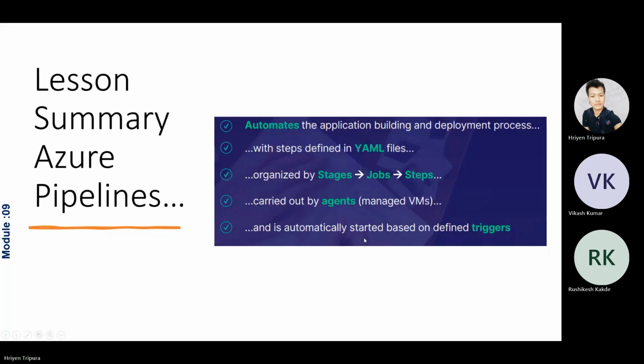So for now, what we have learned is automation, the application building and deployment process. Then we also learned YAML, where steps are defined. Then how the structure happens in our pipeline: first the stages, then jobs, then steps. And we have also learned why an agent is used. They carry out your jobs or tasks, whatever you define in your pipeline. And also there is a trigger, which automatically starts the pipeline based on the defined triggers.